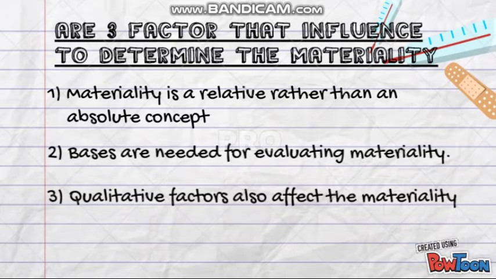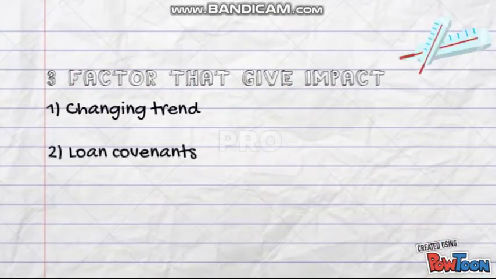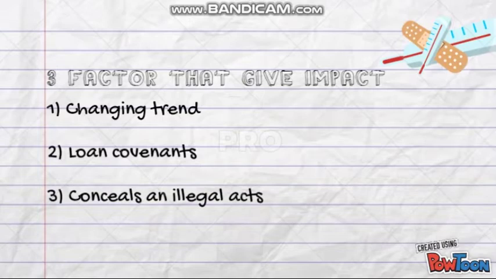3. Qualitative factors also affect materiality. There are 3 factors that give impact. 1. Changing trend, where an amount that is considered immaterial may be material if it affects the trend in earnings of the company. Example, if the reported income had increased for 5 years by 3% annually but suddenly dropped 1% in the current year, such a change is considered material as it affects the company's earnings.